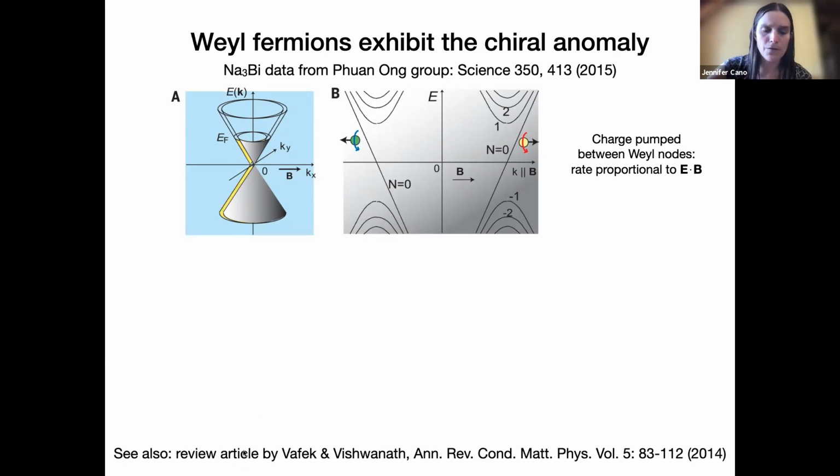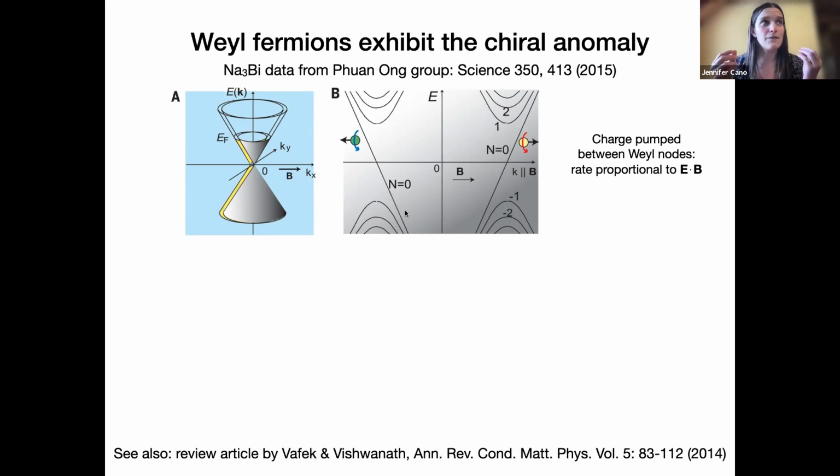And I'll refer you to this review article for more details on this. But now this 0th Landau level has to disperse. And so it has to choose to either be left moving or right moving. And the way that it chooses that is based on the chirality of your Weyl fermion. Weyl fermions always have to come in pairs. I didn't say that before, but maybe it was obvious.